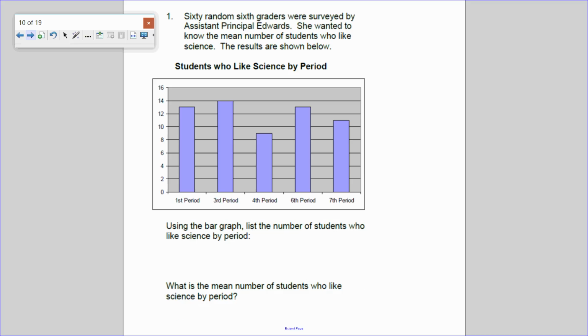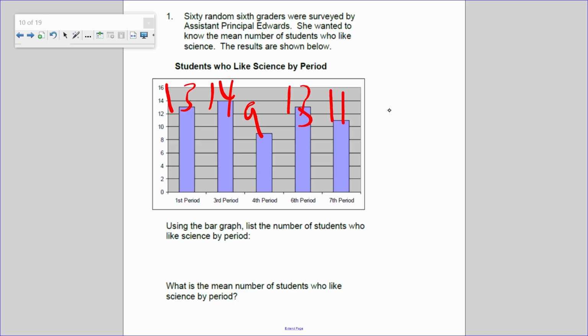So 60 random sixth graders were surveyed by Assistant Principal Edwards. She wanted to know the mean number of students who like science. The results are shown below. 13 people like science in this class, 14 in this class, 9 people in this class, 13 in this class, and 11 in this class. List the numbers.